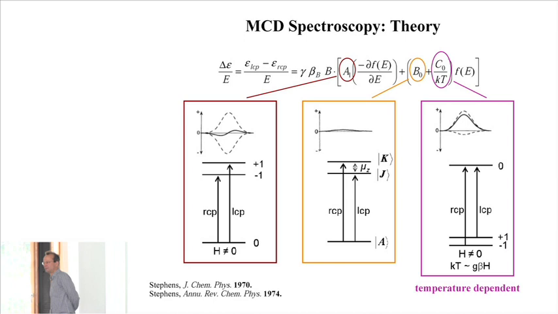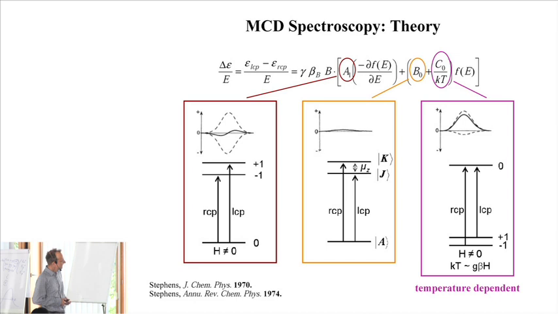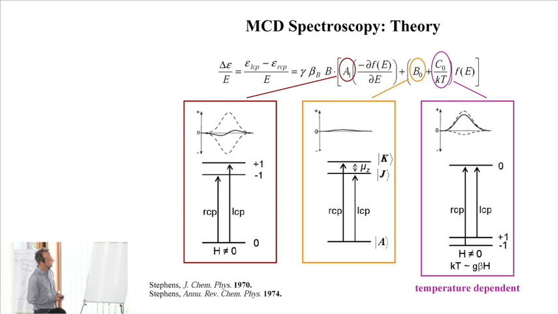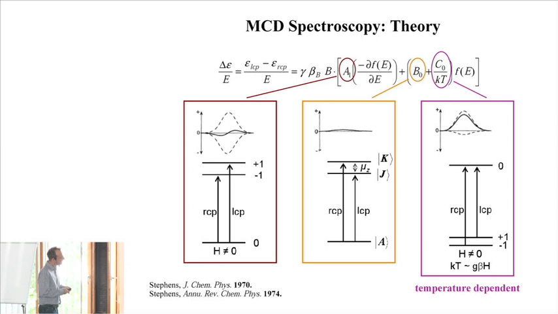So the A term has a derivative shape absorption. Your one transition is right circular polarized, the other is left circular polarized, so they have different signs. The superposition of these two transitions gives you a derivative shape. The second term is a B term, which derives from some field-induced mixing also between excited states. And the A term and the B term derive from magnetically split excited state, from the action of the magnetic field in the manifold of excited state.